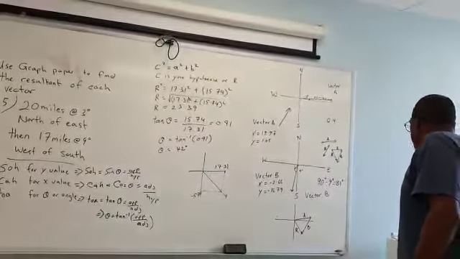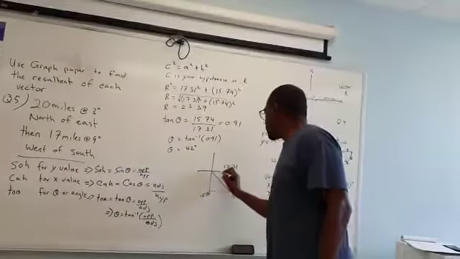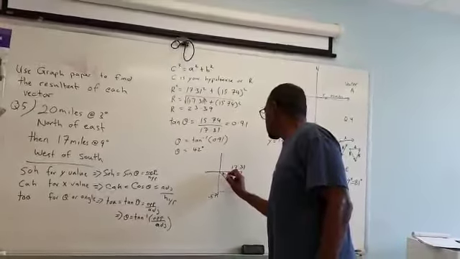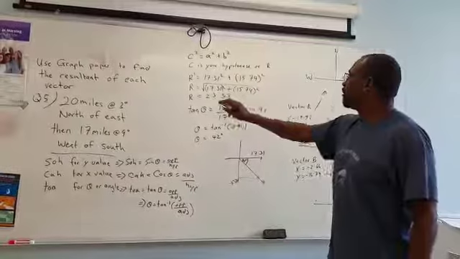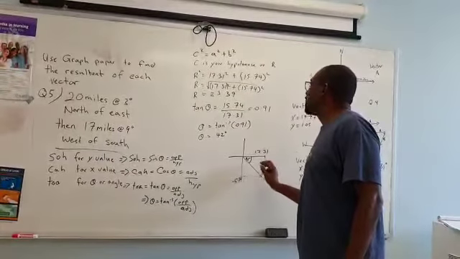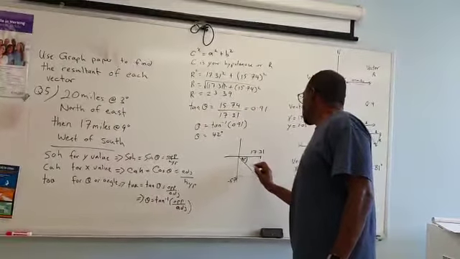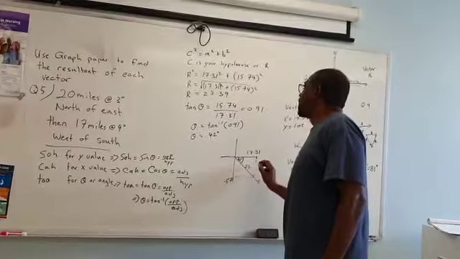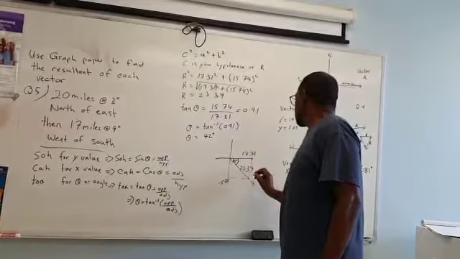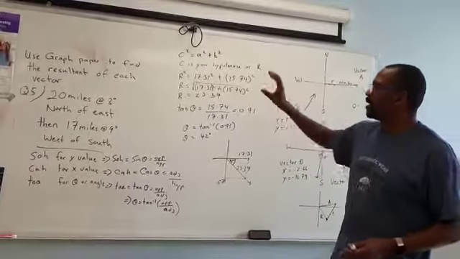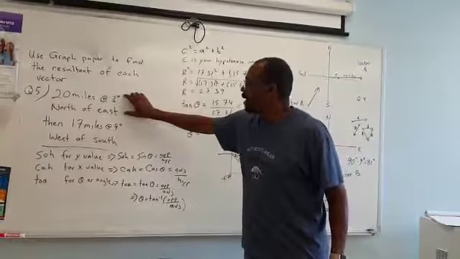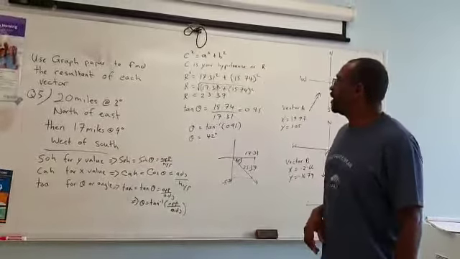So the angle is 42 degrees and the resultant length is 23.39. So this is what your vectors should look like. So that's adding vector A plus vector B.